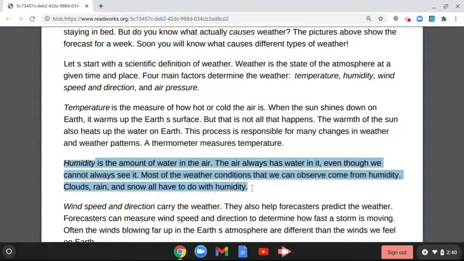Humidity is the amount of water in the air. The air always has water in it, even though we cannot always see it. Most of the weather conditions that we can observe come from humidity. Clouds, rain, and snow all have to do with humidity.